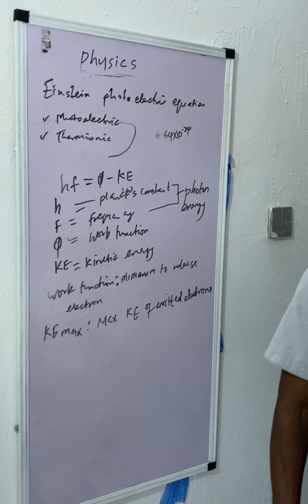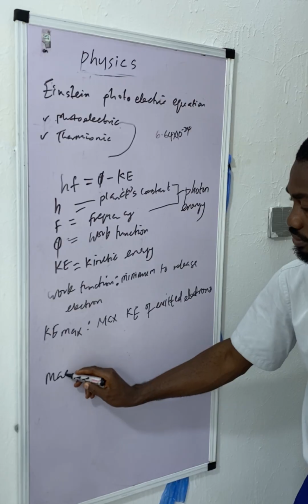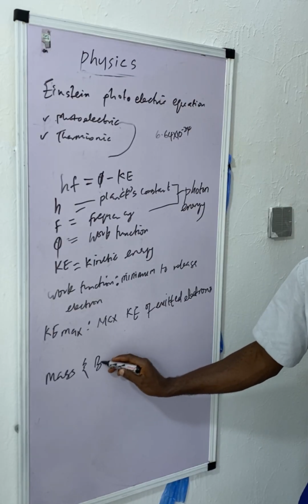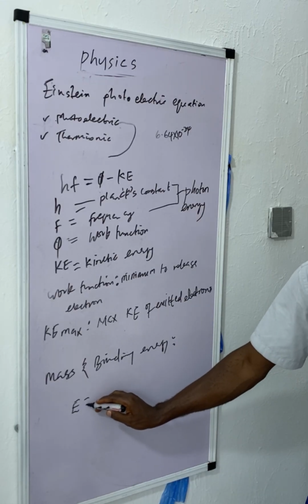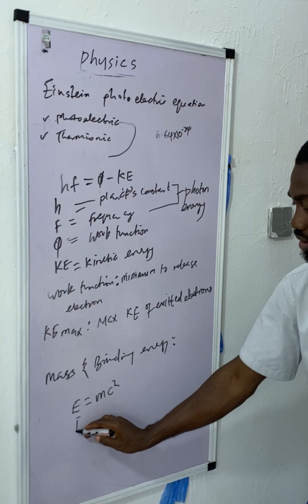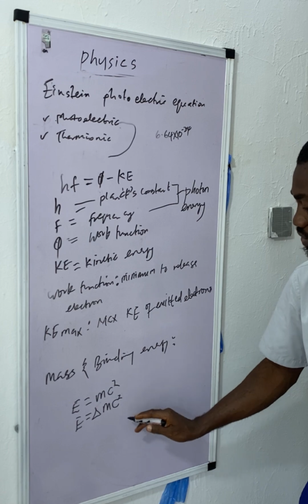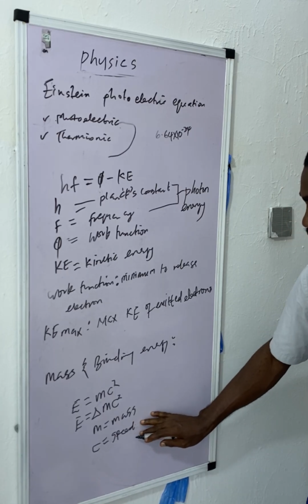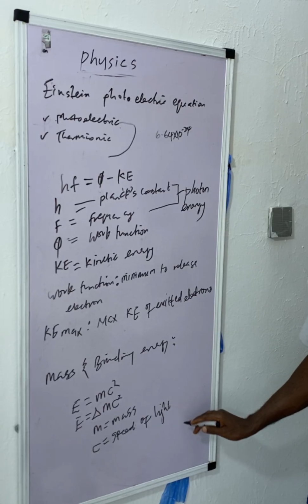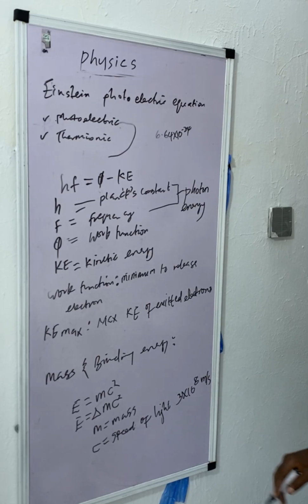Let's look at the second law about Einstein's law. It's called the law of binding energy. Okay, the relation of mass and binding energy. E, which is the energy, binding energy, is equal to mass times C squared. Or it can be E is equal to change in mass times C squared. Yes, M is equal to mass. C is equal to what? Speed of light. Speed of light in a vacuum, which is approximately 3 times 10 raised to power 8 meter per second. All right.